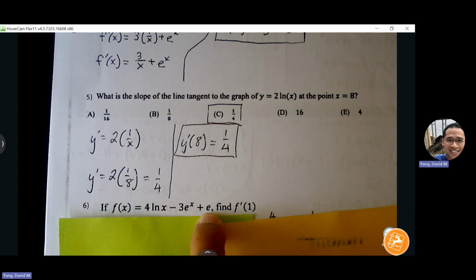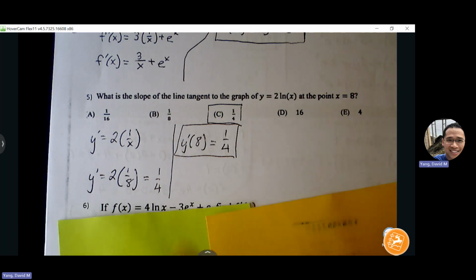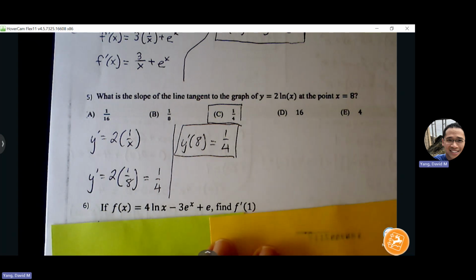Now, I just want to point something out here. e is an irrational number, around 2.71. So what's the derivative of e? 0. Good. I want you to keep in mind that e to the x is going to produce e to the x, but e's derivative is simply 0. It's like a 3 or 5 or 6. It just goes to 0.